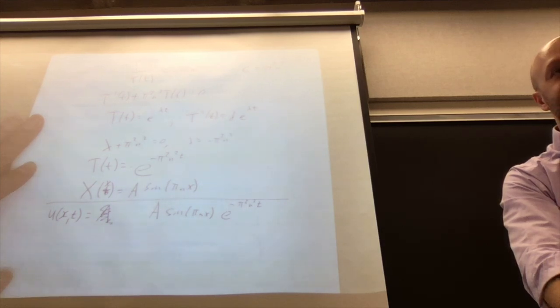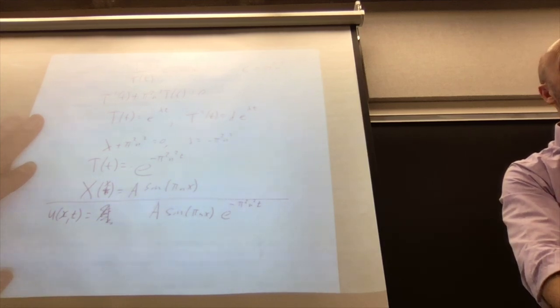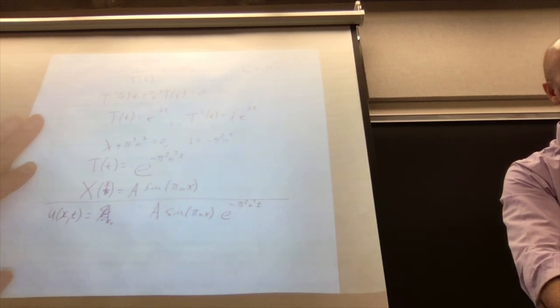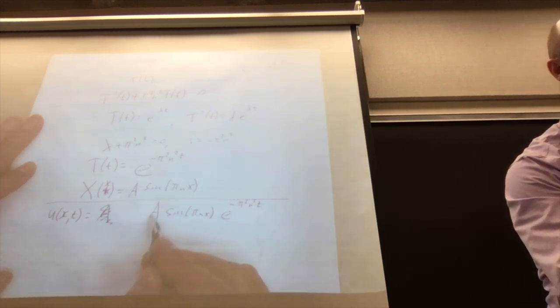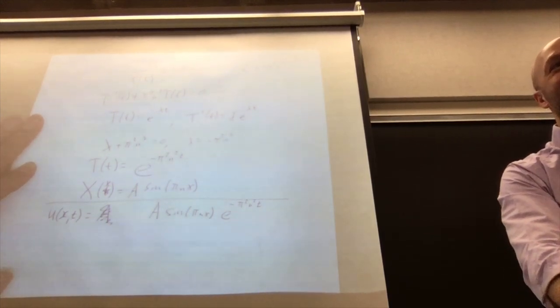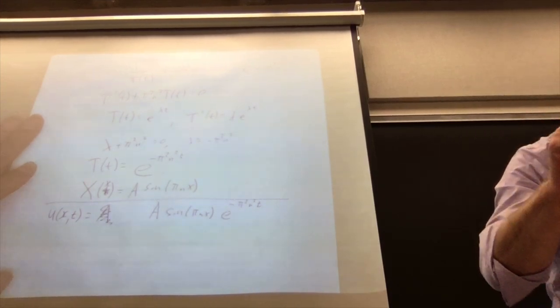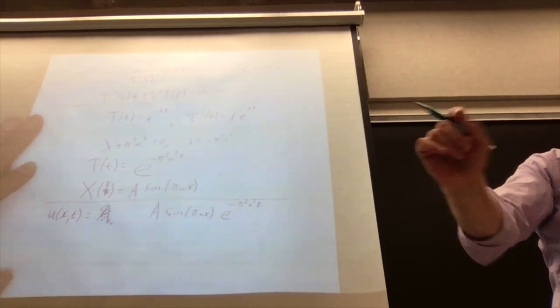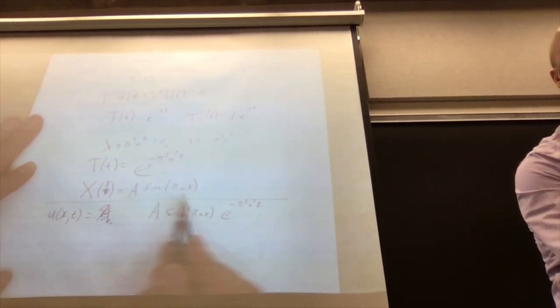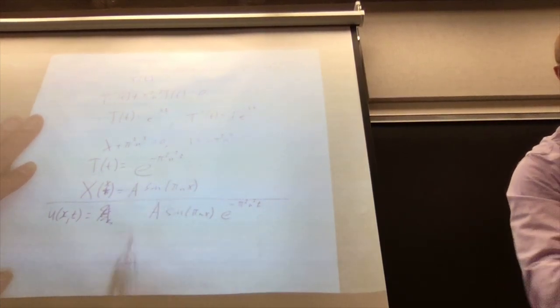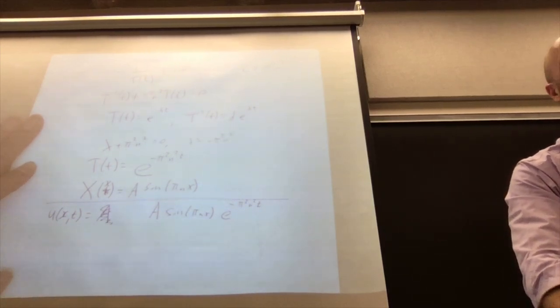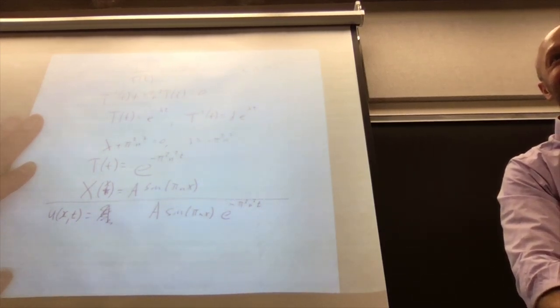Where did the initial condition of f of x go? We're not there yet. We're going to determine the constant in terms of the initial condition. The little f has not appeared. The fact that we're clamped at 0 at the endpoints has already made its way into the form of x. But we're not at the f yet. That's where all the trouble starts. There was no trouble up to this point.